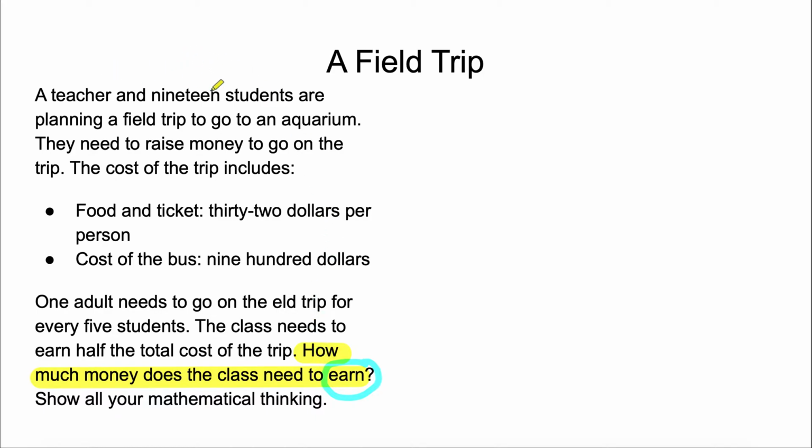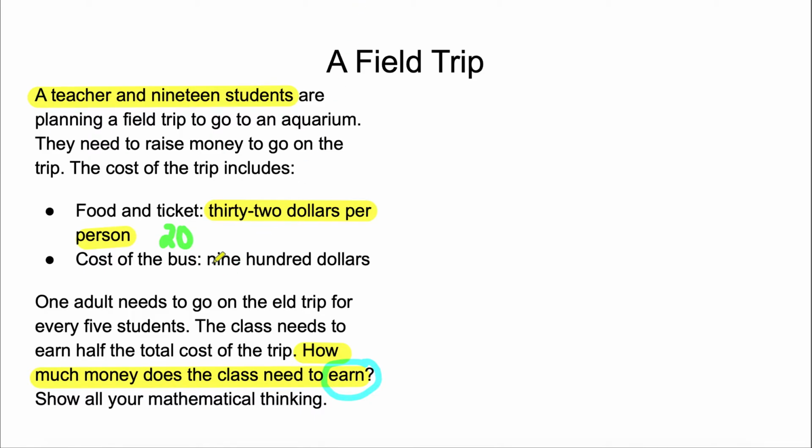How am I going to find that answer? A teacher and 19 students. That's probably important because that tells me how many people are going on this field trip. They need to raise money to go on the trip. The cost of the trip includes, so for the food and ticket, it's $32 per person. So far, I know I have 20 people. I have a teacher and 19 students, right? So far, I have 20 people.